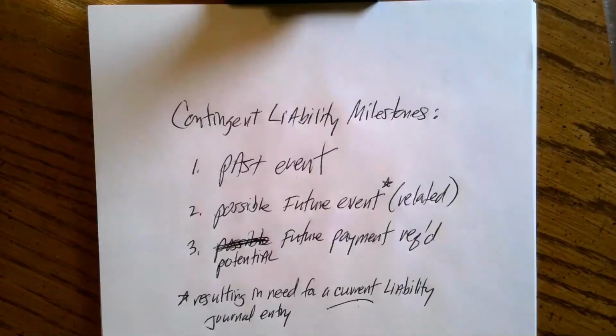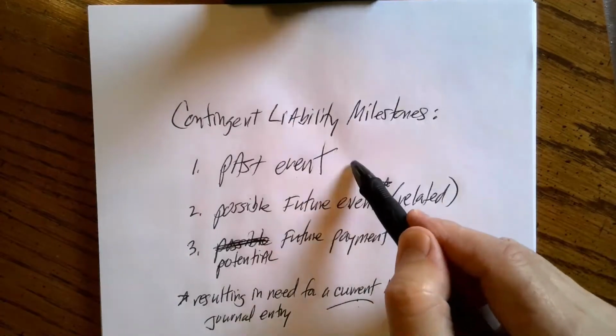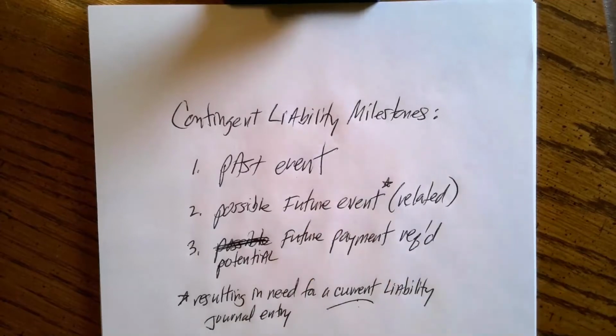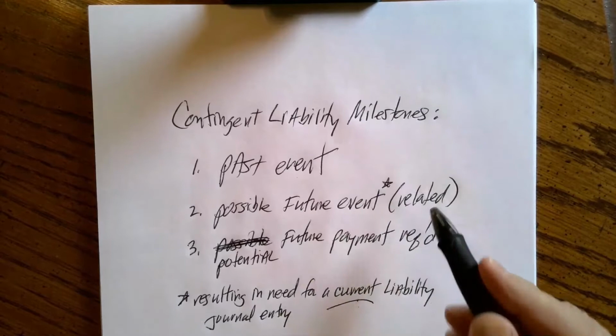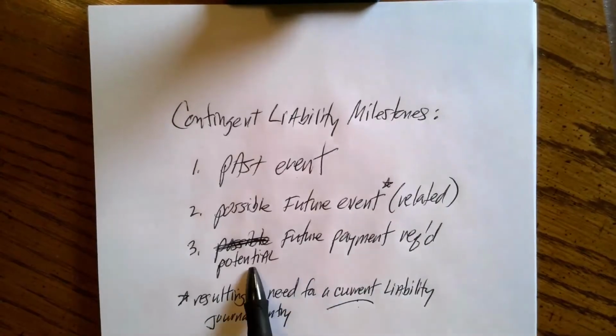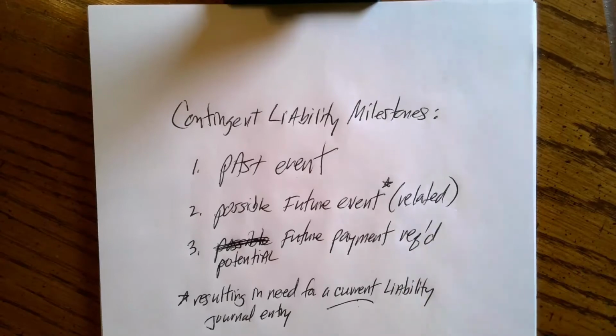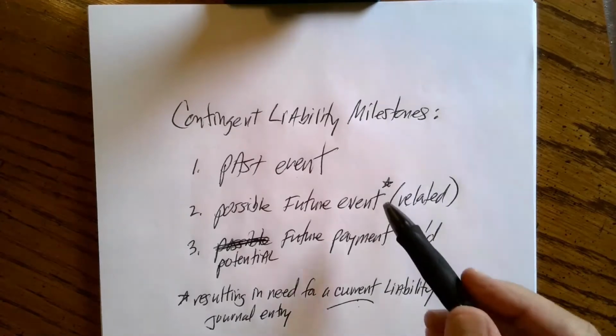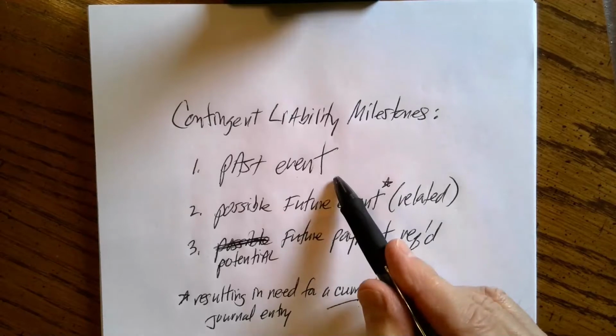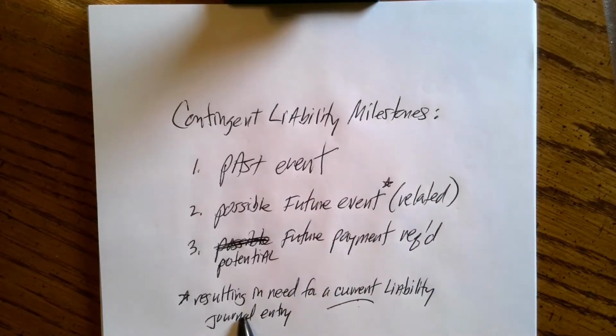So let's look at the features or milestones of a contingent liability. First of all, there is a past event. Secondly, there is a possible future event related to it. And finally, a potential future payment because of that follow-on event. The key is this possible future event, the related event: will it result in a need for a current liability journal entry? That's the key question.